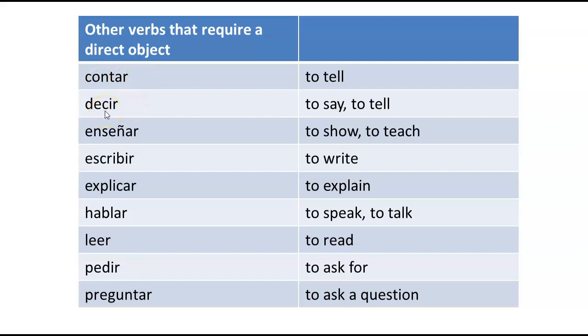Decir, you can say something to someone. Enseñar, you can show something to someone or teach someone something. Escribir, you can write something to someone. Explicar, to explain, you explain something to someone. Hablar, you speak or you talk to someone. Leer, you can read something to someone. Pedir, you can ask for something of someone. And then preguntar, you can ask a question to someone. So all of these verbs will often have an indirect object pronoun that accompanies them. And once you're aware of that, then you're ready to go.